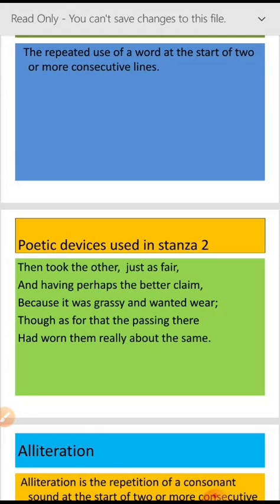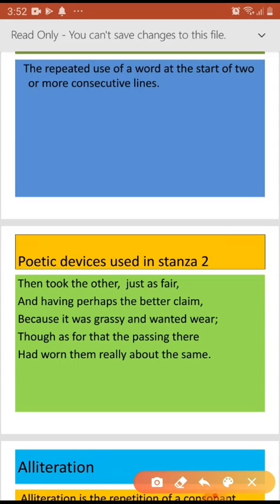So children, let me find out. What is the definition? Alliteration is the repetition of a consonant sound at the start of two or more consecutive words. Let's find out. I got it, children. W and W. This is alliteration. Two or more consecutive words. So the first letters are W and W, consonants.